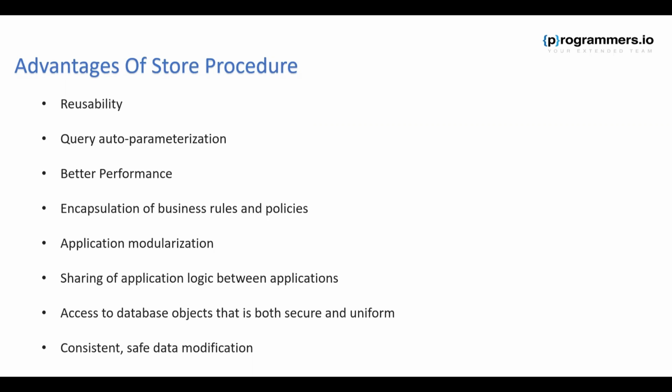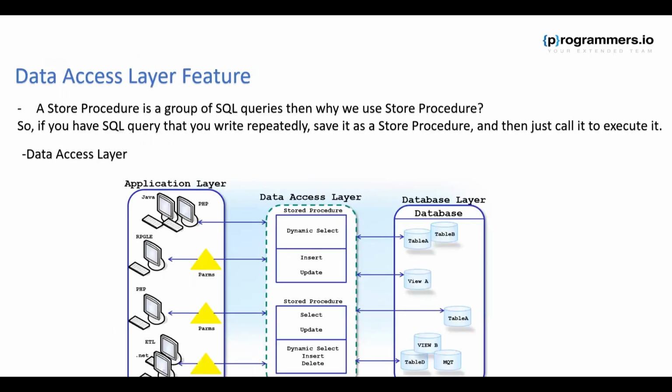Sharing of application logic between applications. As I told you, you can share that logic with the Java program, with PHP, and .NET also. Access to database objects that is both secure and uniform. We have defined the compiler option in our stored procedure, and there is IBM security also. We will see in the next slide how it's secure and uniform. Consistent data set modification. I will discuss these two bottom things deeply in the next slide with the diagram.